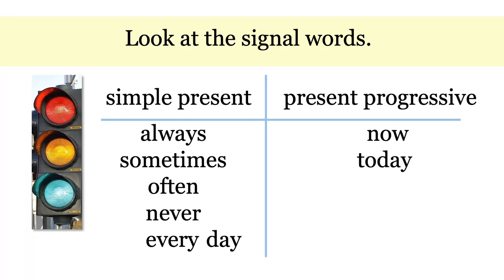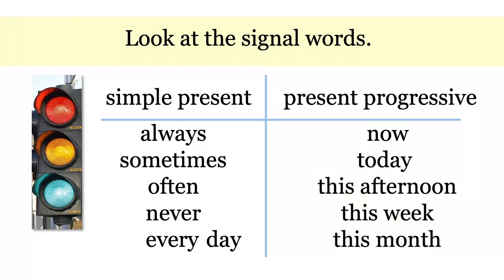On the present progressive side, of course, we have the word now. But we can also use the word today to mean now, and we use that word this afternoon, this week, this month. This shows us that it is happening now.